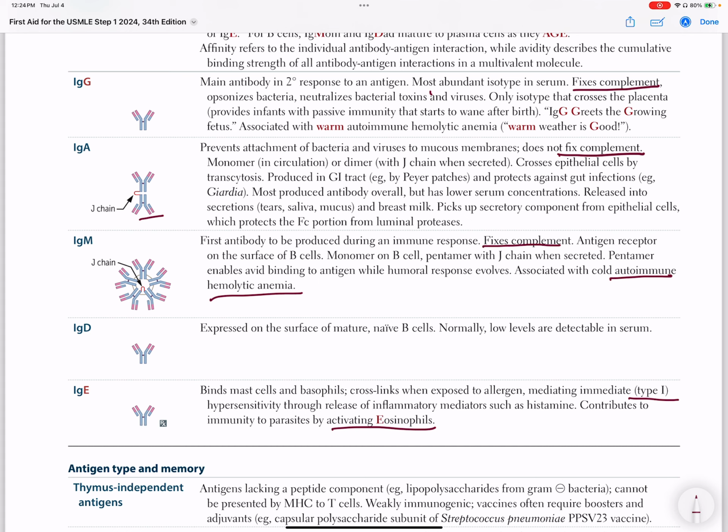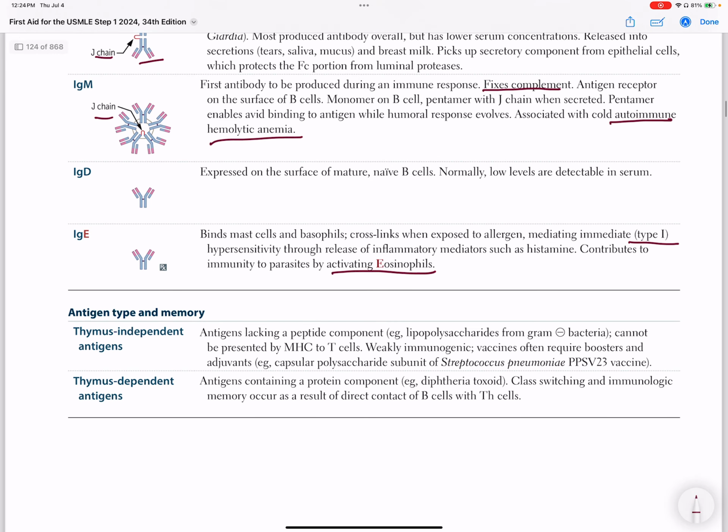IgM: first antibody to be produced during an immune response, fixes complement. Antigen receptor on the surface of B cells, monomer on the B cell, pentamer with a J chain when secreted. Pentamer enables avid binding to antigen while humoral responses evolve, associated with cold autoimmune hemolytic anemia. There is a J chain here and in IgA as well.